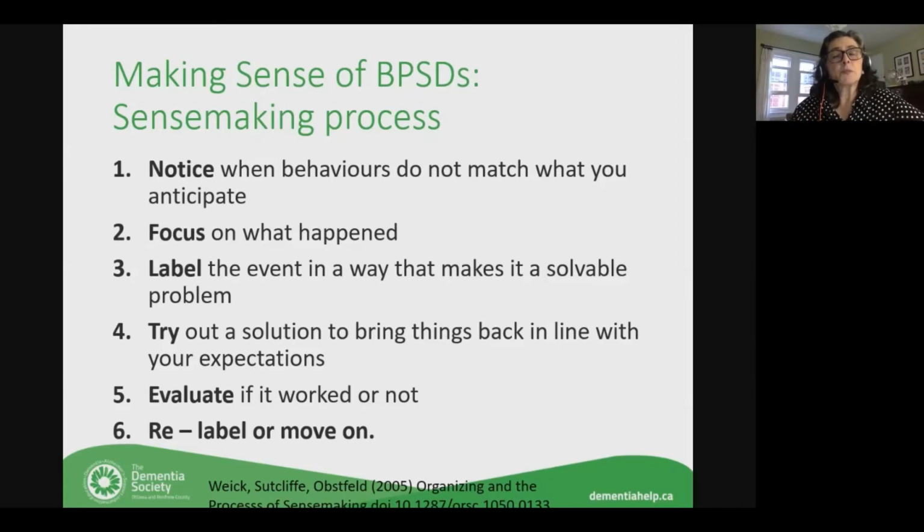And that's where it's really important to think about it in terms of a situational issue, so that it gives us a pathway to try to problem solve, and in a sense take control, feel much more in control of the situation.